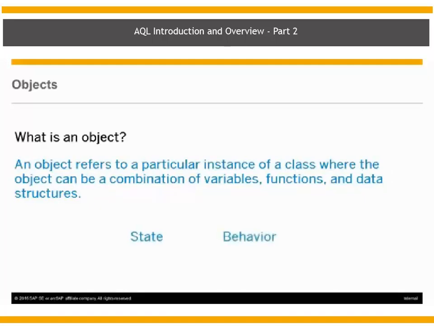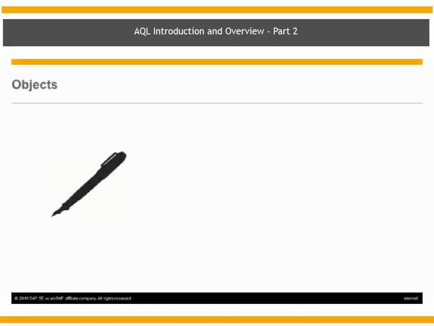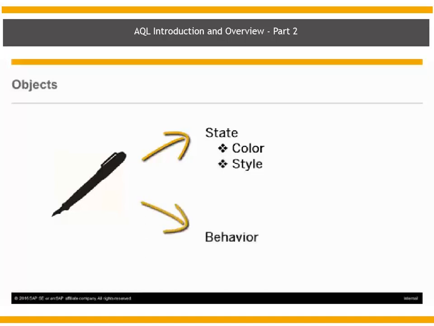Let's consider a real-world object first. A pen is an object that has a state and a behavior. Its state can be related to its color, such as blue, black, or red, or its style, ballpoint, fine point, or felt tip. A pen also has a behavior. It can be writing or not writing. While our pen is a fairly simple object, objects can be simple or complex.